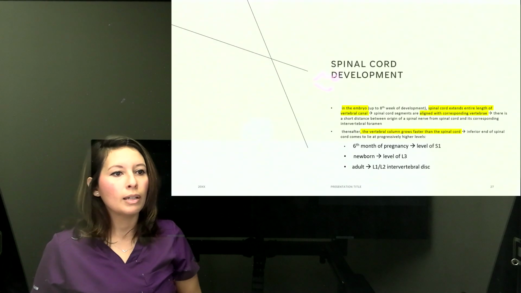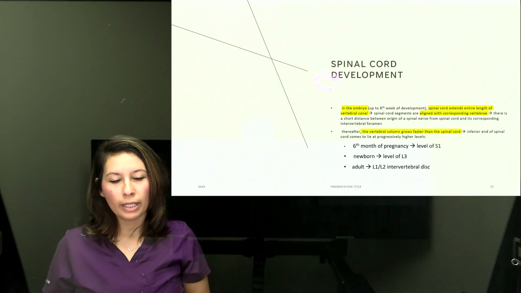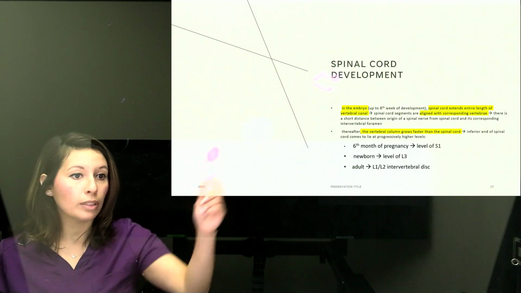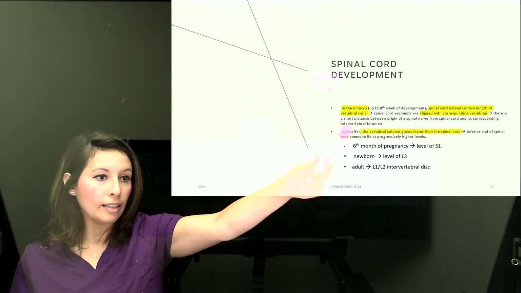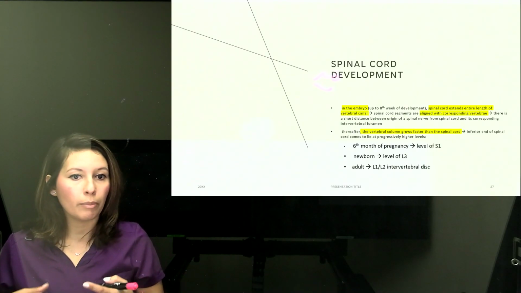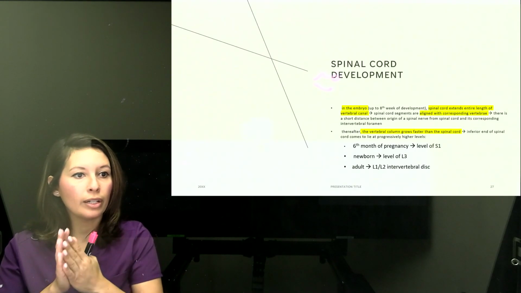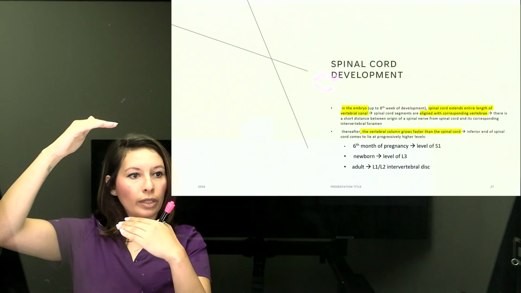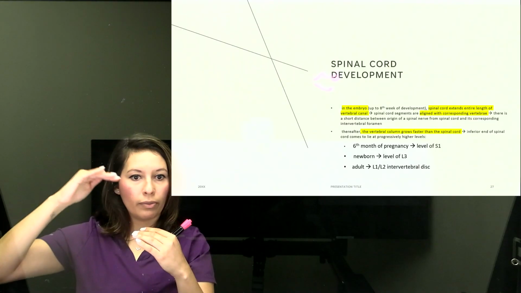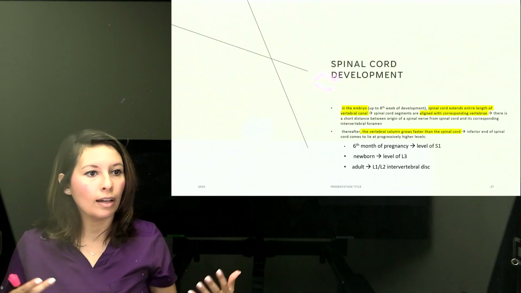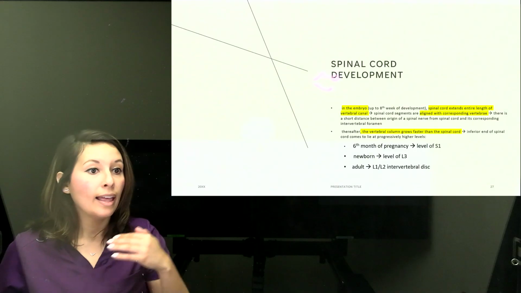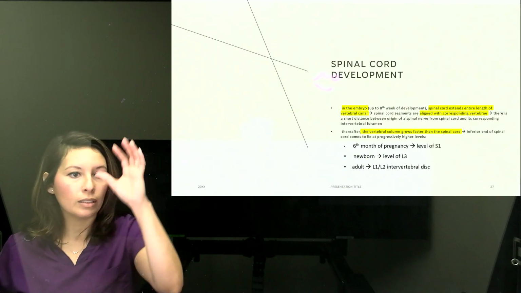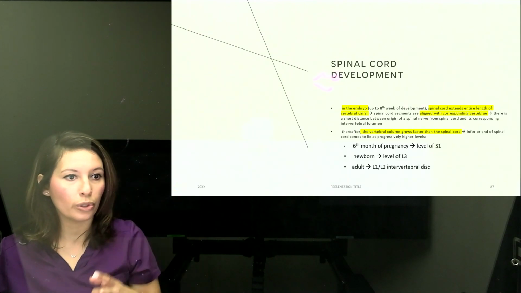There are a few important spinal cord development things that we need to discuss, including how the vertebral column grows faster than the spinal cord during the embryonic stages. At first, during embryonic stages, the spinal cord has the same length as the vertebral canal, matching the vertebrae. But then as we grow inside our mother's womb, the vertebral column grows faster and the spinal cord remains, or looks, shorter in that way.